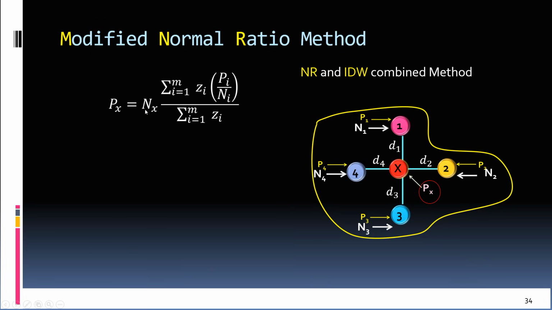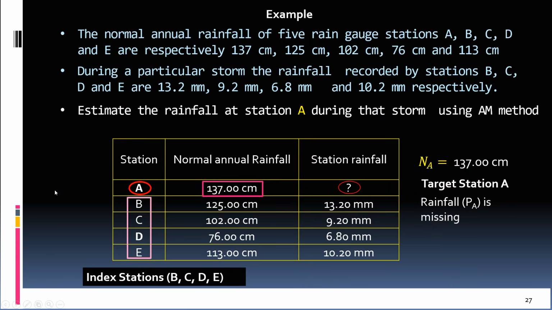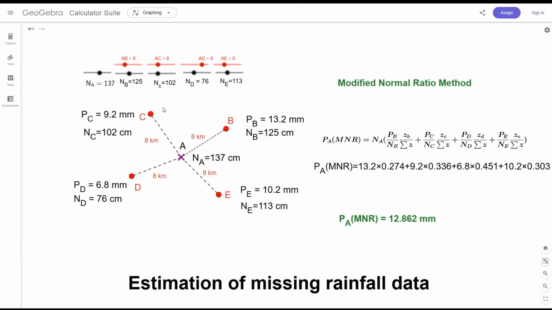Px is estimated as Nx times the summation of Zi Pi by Ni, where i varies from 1 to m, over the summation of Zi, where i varies from 1 to m. Let's visualize MNR in GeoGebra. We will use the same example which we did earlier.